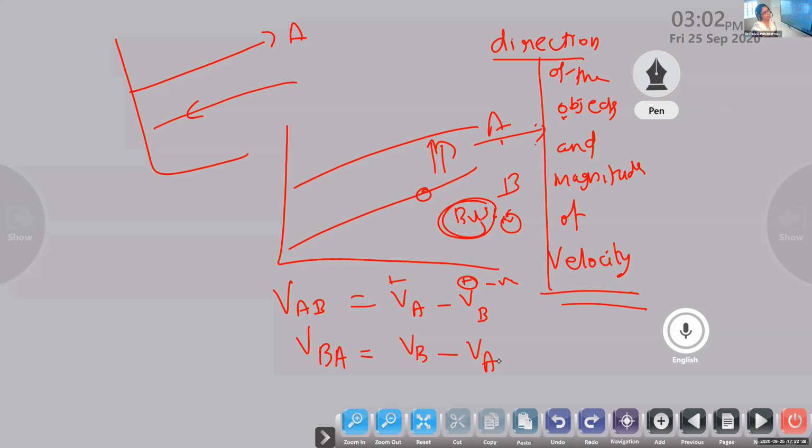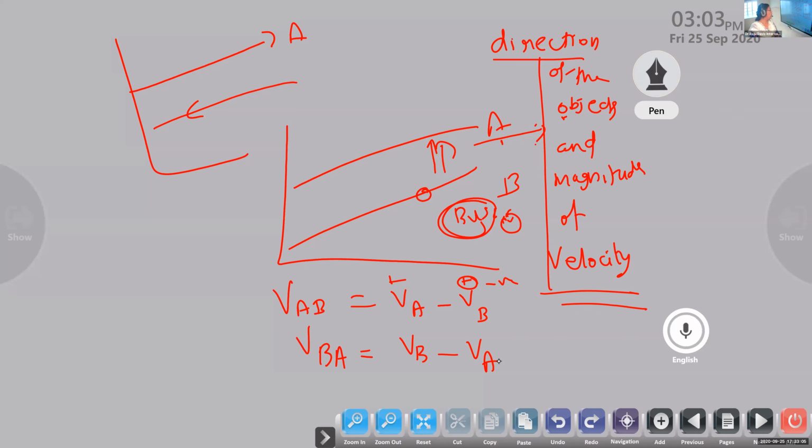Ma'am, and the questions will be like? Yes, a situation will be given. There are two buses, A and B, moving. So what is the relative velocity? That's a problem. Otherwise, what question can I ask you? MCQ questions, plus the definition of relative velocity. Okay.